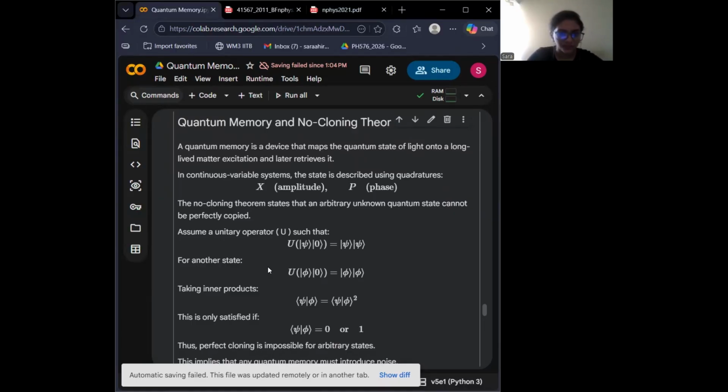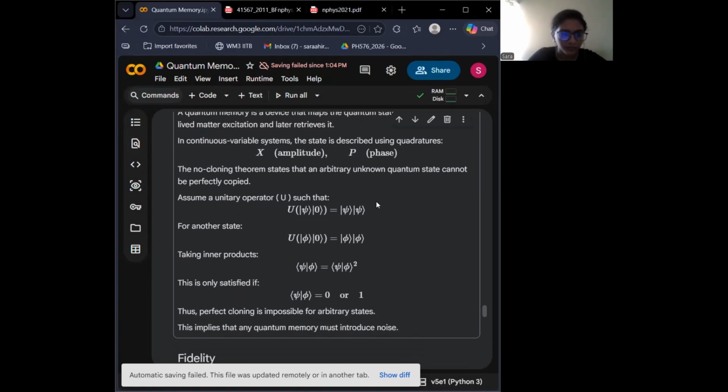Now, in a continuous variable system, the state of any light is given by two quadratures, the amplitude and the phase, which are the x quadrature and the p quadrature respectively. Now, the no-cloning theorem is one of the benchmarks in quantum, and it states that any arbitrary quantum system cannot be perfectly copied. Here's a small proof of how it's done. Let's take a unitary U acting on the states psi and 0, such that it takes the state psi 0 to psi. For another state, phi 0, the same unitary takes it to, say, phi.